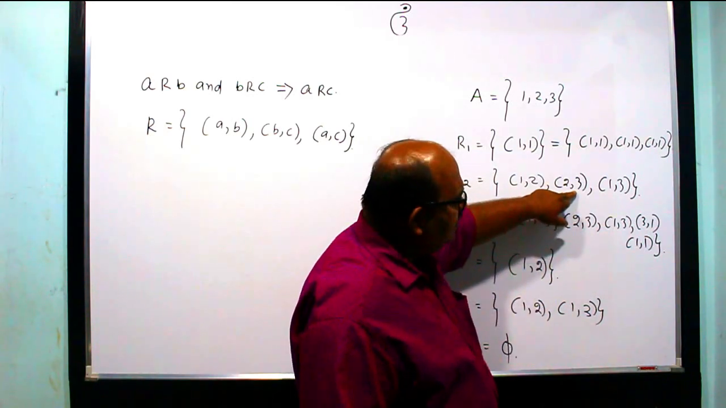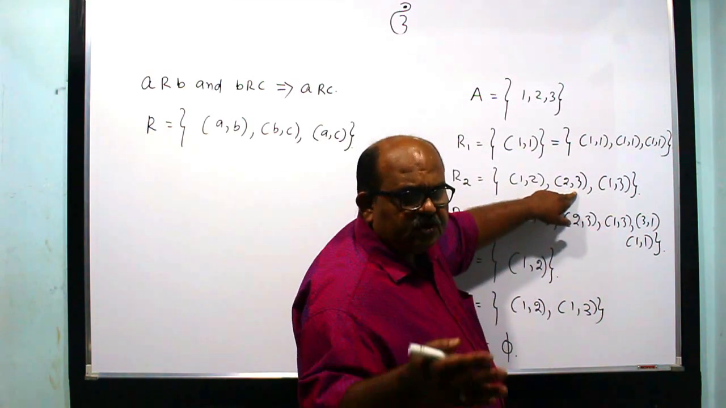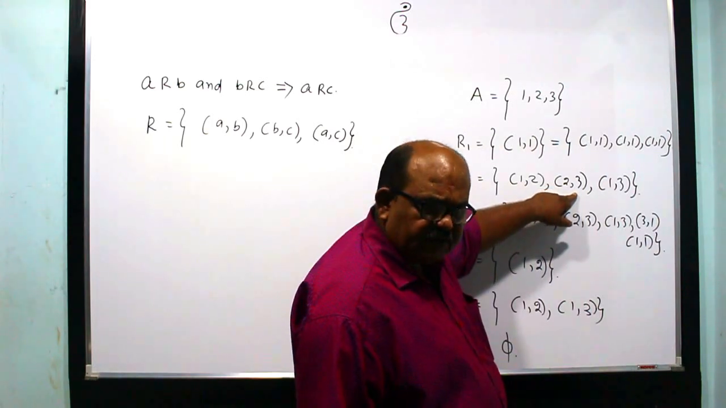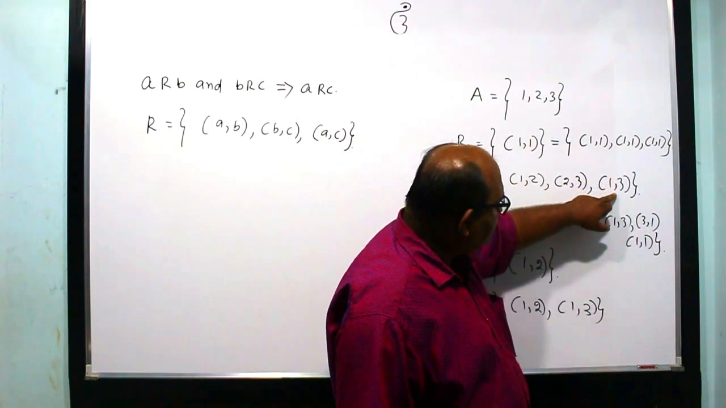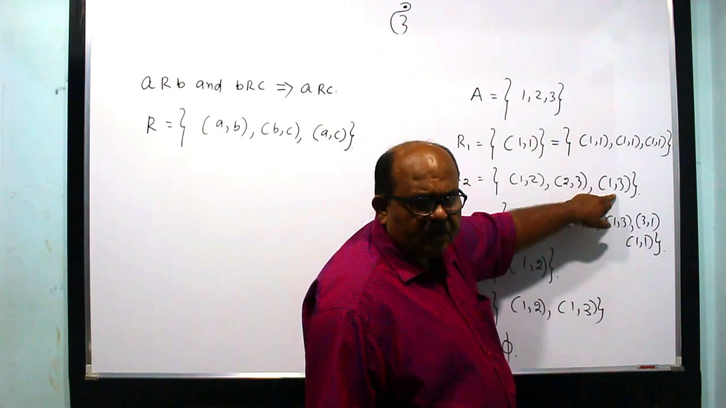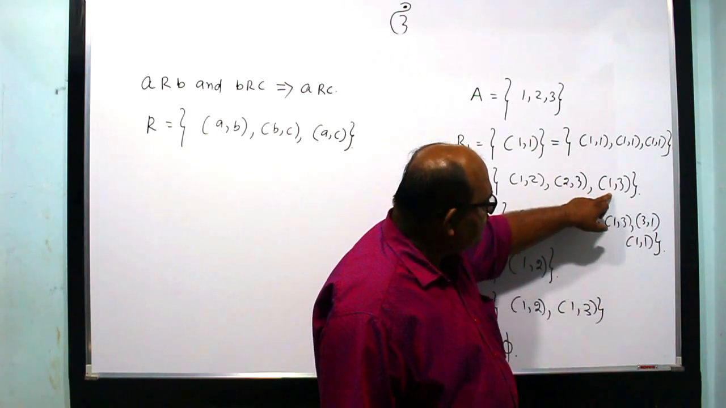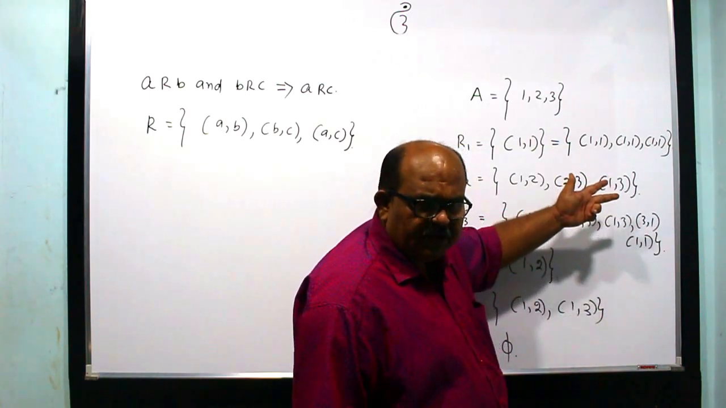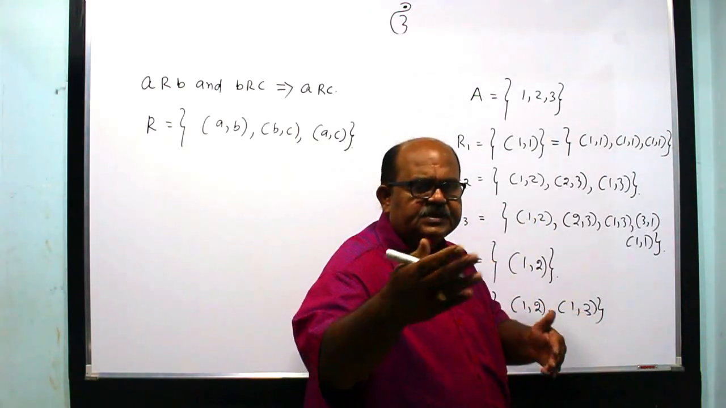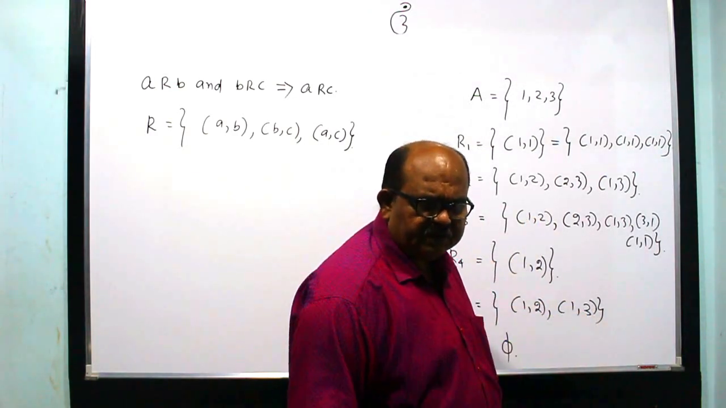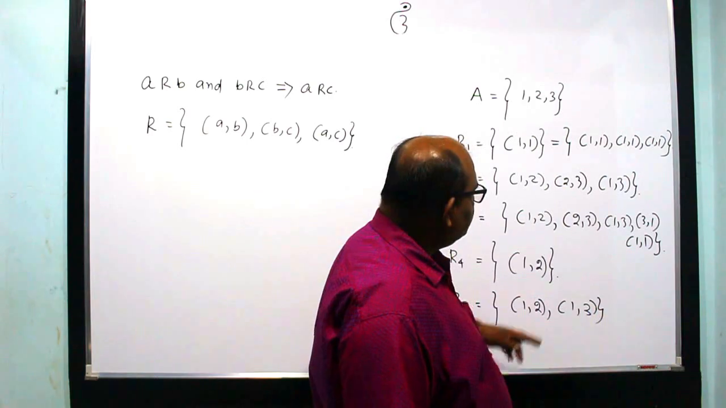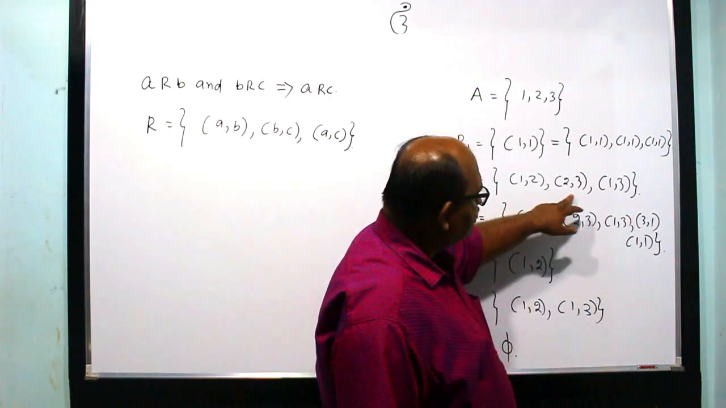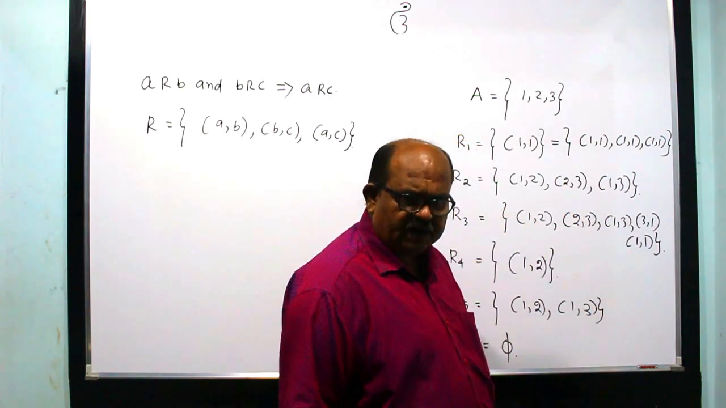If there is AB and BC, so will it be transitive or not? Yes. Now consider (1,3). If (1,3) is AB, there is no BC. So if only AB is present and BC is not present, is it transitive or not? Transitive. So this relation R2 is a transitive relation.